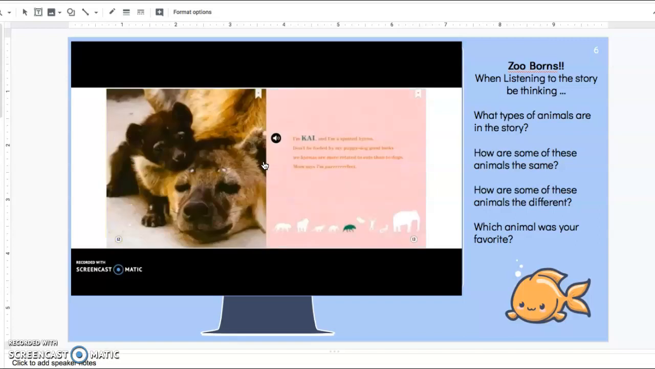I'm Kai, and I'm a spotted hyena. Don't be fooled by my puppy dog good looks. We hyenas are more related to cats than to dogs. Mom says I'm perfect.